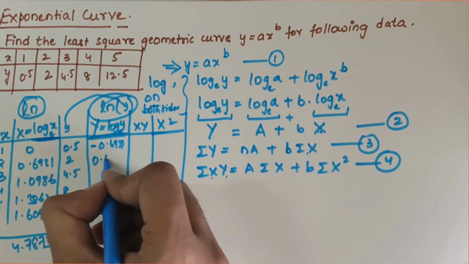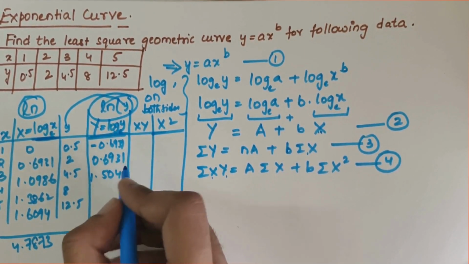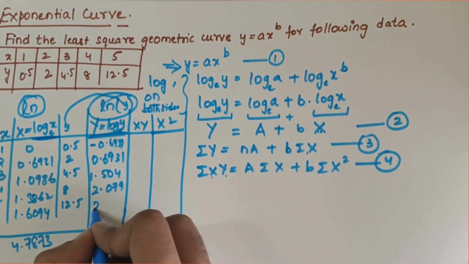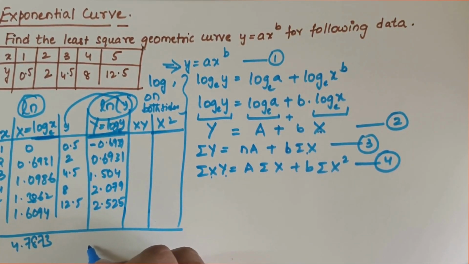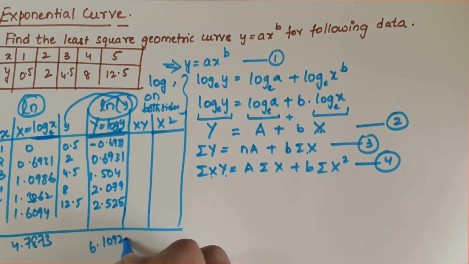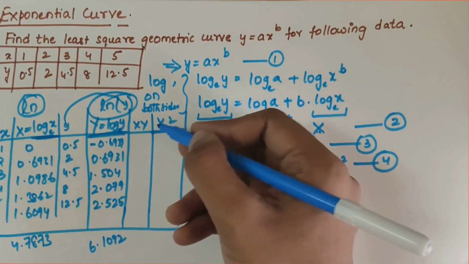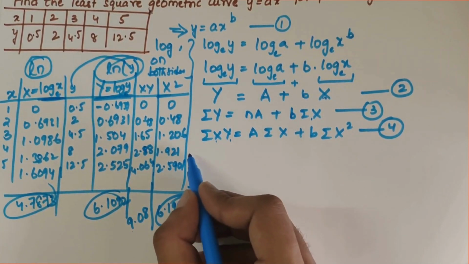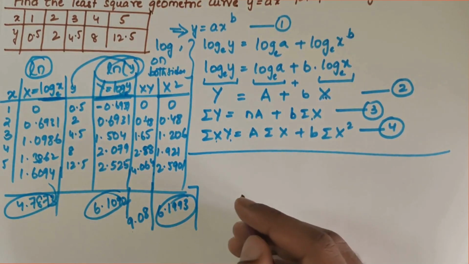And similarly, if you substitute the values of y in Calc, you get capital Y values, that is minus 0.6931, 0.6931, 1.504, 2.079, and here 2.525. And if you add up all this, you'll get 6.1092. Similarly, compute the values of XY and X square also. So now that we have got all the required values, let's substitute them in the obtained equations.